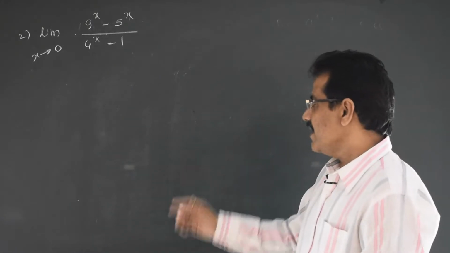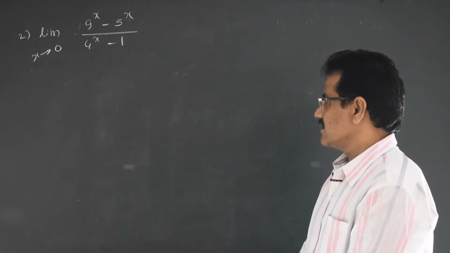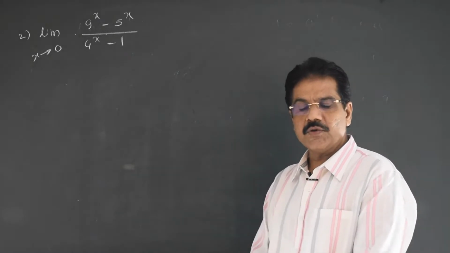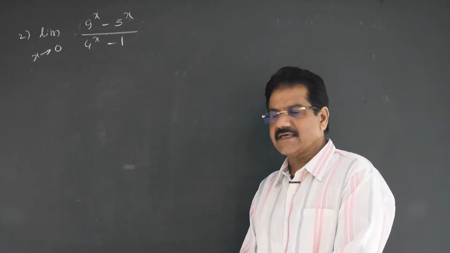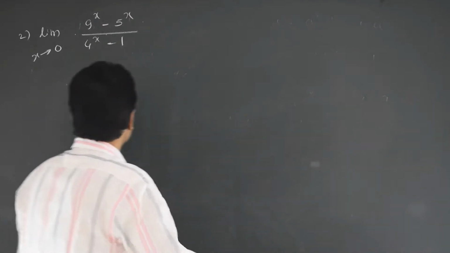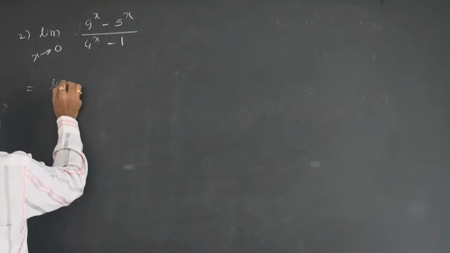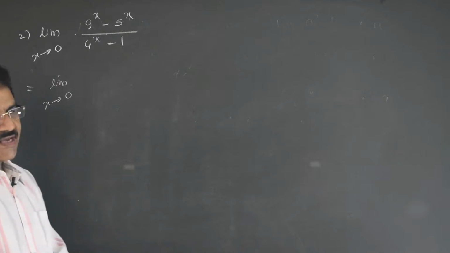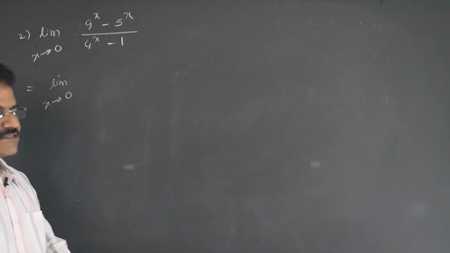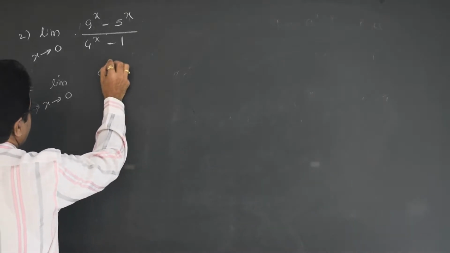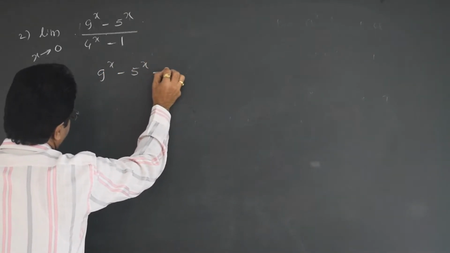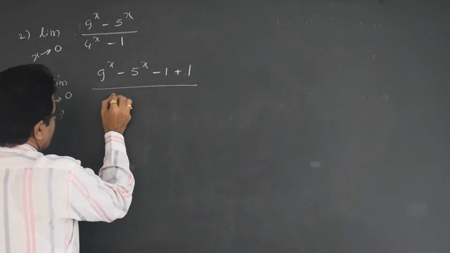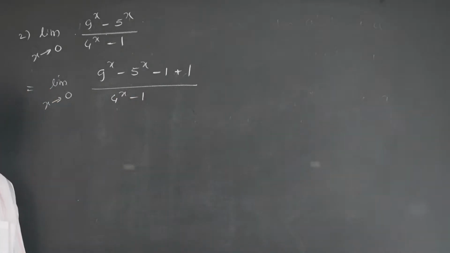Example number 2 now, limits as x tends to 0, (9 raised to x minus 5 raised to x) upon (4 raised to x minus 1). Again we are going to apply the same concept as that of example number 1. So the first adjustment that we are going to do here is that we need 1 for the formula (a raised to x minus 1) upon x. So we need first minus 1 along with this exponential term. So here we are going to subtract 1 and add 1. For the time being, the denominator we are going to write down as it is.